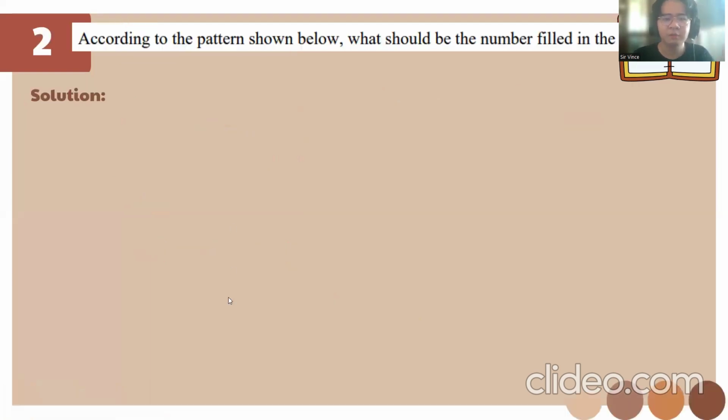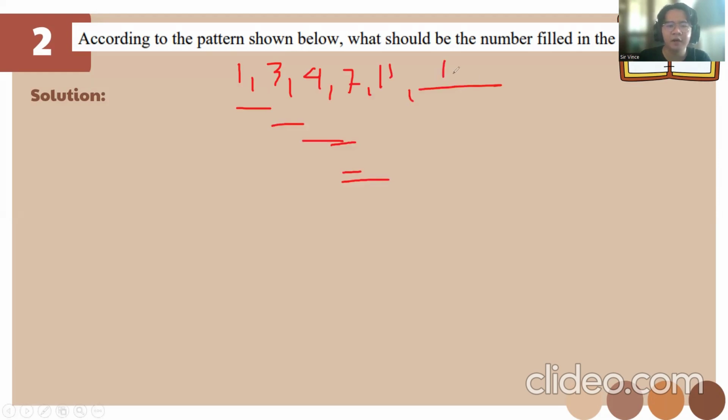Number 2, the pattern should be 1, 3, 4, 7, and 11. So it's just adding this, add this, then add this. So the next is 7 plus 11. So we'll have 18 here. Okay. Are we good on that? Yes, I am done. I'm just catering the questions.